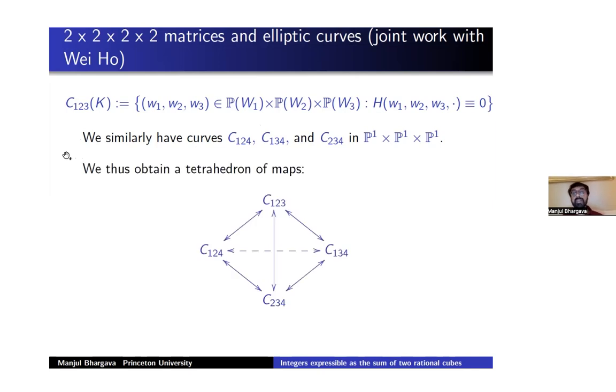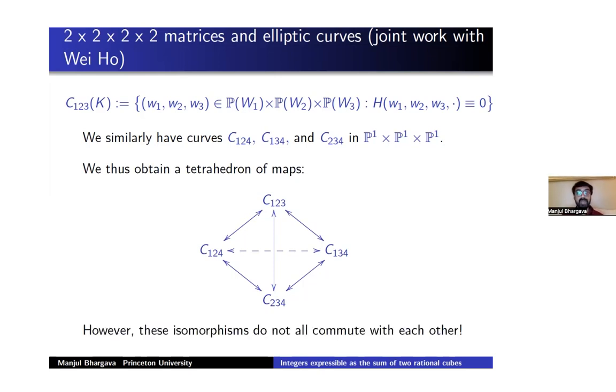And so you get this tetrahedron of maps between these four genus one curves and the four different possible P1 cross P1 cross P1s. So these four curves are all naturally isomorphic by projection and unprojection. But there's a twist in the story, which is that this tetrahedron of maps does not commute. So you can go from C123 to C124, and then you can go to C234, and then go back to C123 by projection and unprojection, right? So C123 can project onto C12, and then unproject onto C124, and then project onto C24, and then unproject onto C234, and then do the same thing and come back. And it's not the identity map on C123.